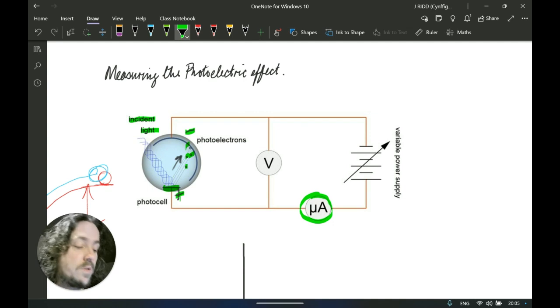This is quite a special ammeter. You can see it's got this little prefix here. That's a mu, standing for microammeter. This is measuring very, very small currents. So this microammeter is going to measure a very, very small current.